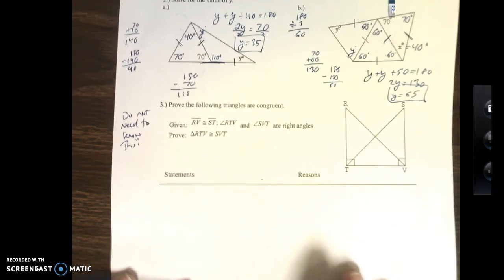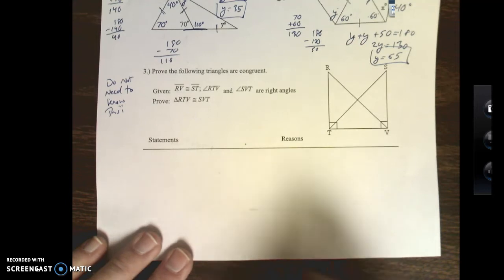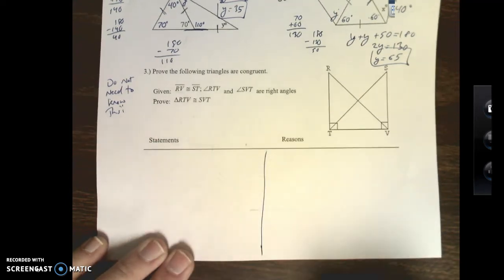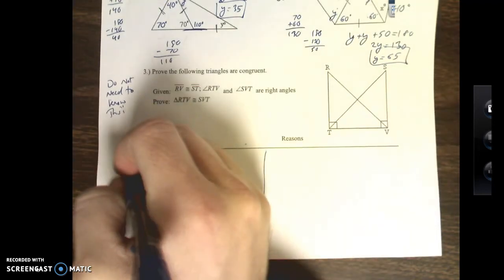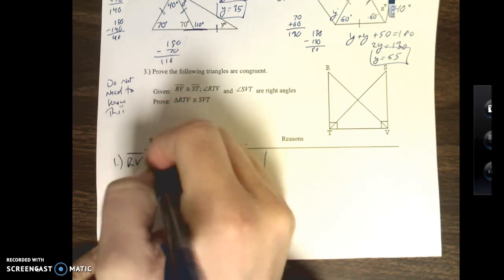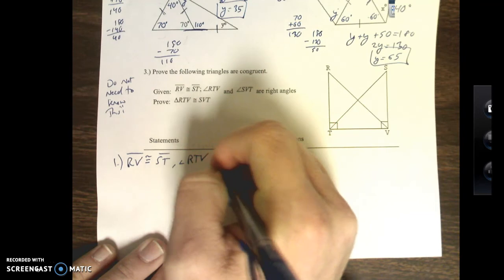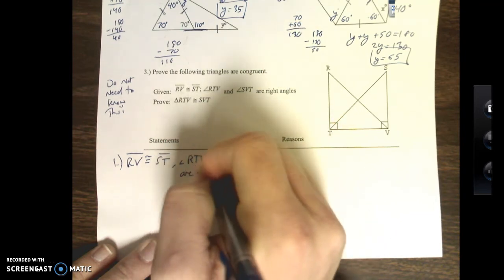Okay? This is called a 2-column proof. This is way more advanced stuff, alright? I love proofs. You do not need to know it from my class, but I'm going to show it to you anyway. A 2-column proof is a statements column followed by a reasons column. So what you always start off with is you write down the given. RV is congruent to ST, angle RTV, and angle SVT are right angles.